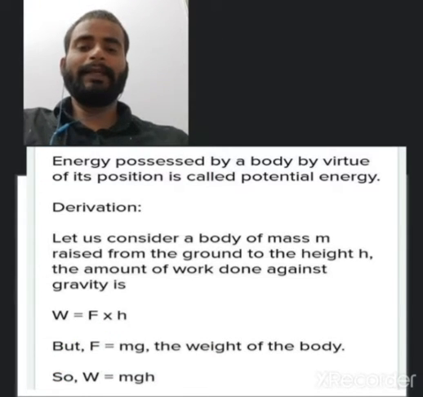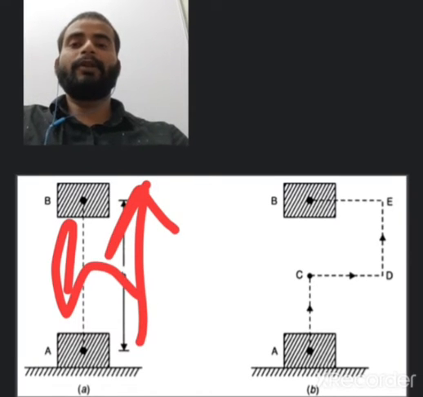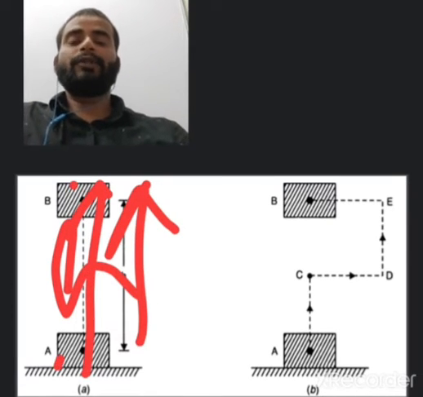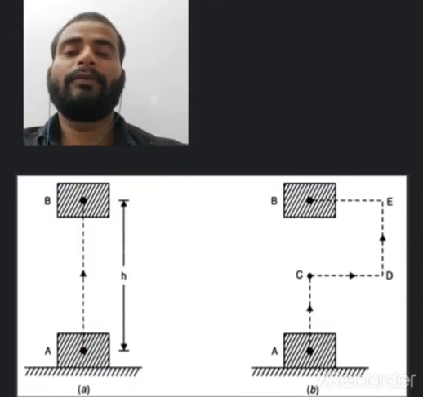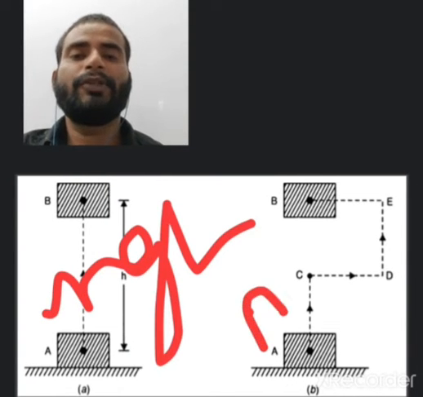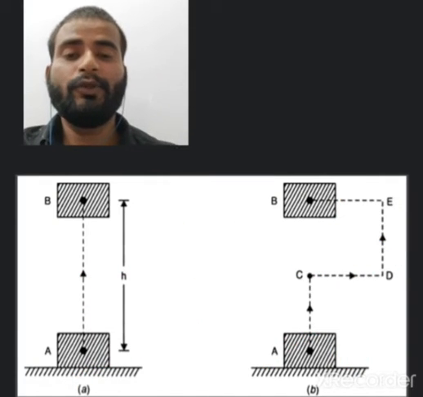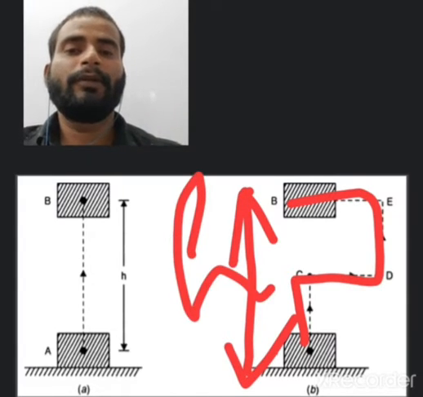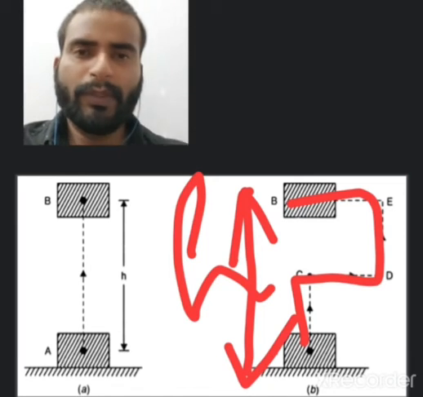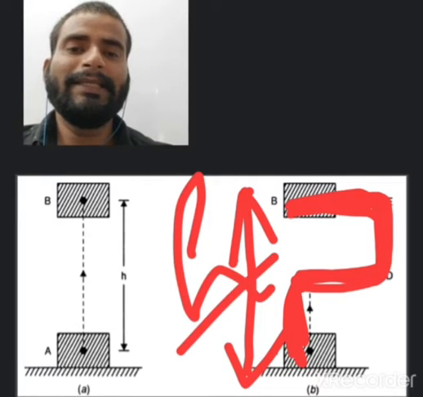Then the next thing is that here this is height h, and the body is lifted from position A to position B. If it is lifting from A to B and the height is h, what will be the potential energy? mgh. In this case also potential energy is mgh. It doesn't matter, the path is not required, because here the path is different. You can see here the total path, but we can take the height as h. Whatever the path the body is moving along, the actual height is h.